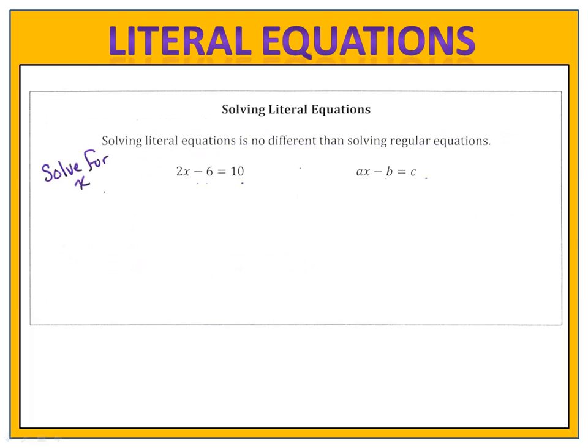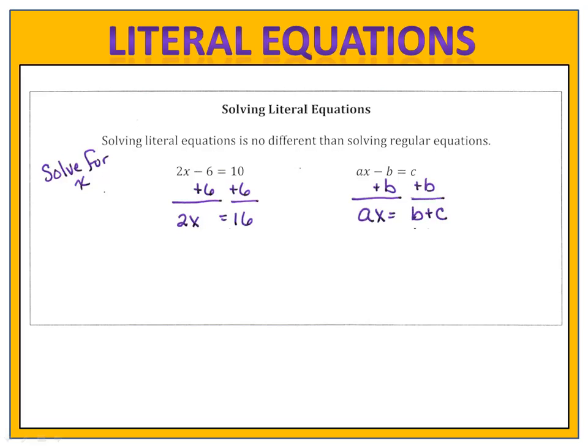Literal equations can be tricky to work with at first, but really, they're no different than the equations we've already worked with. Take a look at this side-by-side comparison as we solve 2x minus 6 equals 10 and ax minus b equals c. We're going to solve both of them for x. In the regular equation, I would begin by adding 6. We'll follow the same idea in the literal equation by adding b. Now I can add these up. In the first equation, I have 2x equals 16, and in the literal equation, ax equals b plus c.